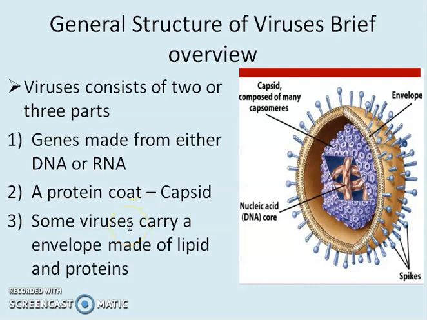And moreover, some viruses, not all viruses, carry an envelope. They carry an envelope which is made up of lipid and proteins, that is, a lipoprotein lipid envelope. And on this envelope you can sometimes see spikes. Only enveloped viruses carry this protein lipid envelope. So there is the inner genetic core, surrounded by a protein coat which is blue in color, and the outer layer, that is the envelope, which may carry spikes.